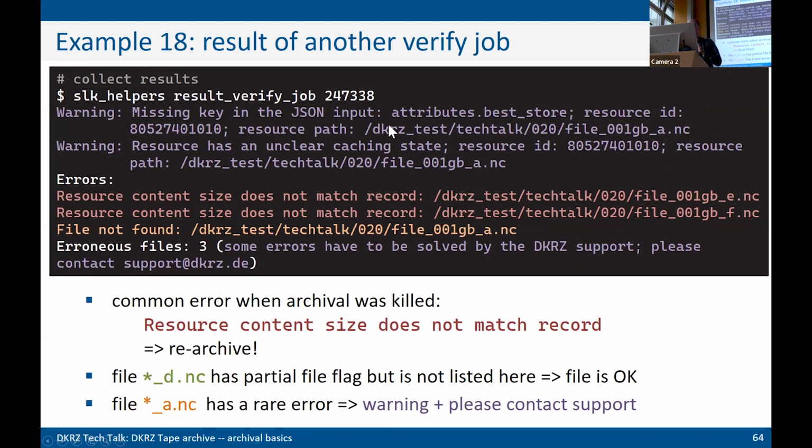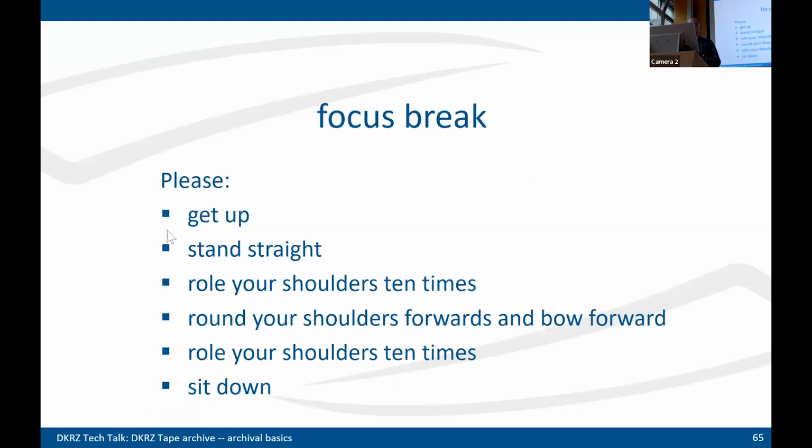There are some metadata issues. So the archival was also cancelled in some situation where a metadata operation was somehow going on, and there's something strange. This you see: there's a warning, and then you see 3 errors, and you get a message in brackets: some errors have to be solved by DKRZ support. Please contact support@dkrz.de. So this is when unexpected errors occur. And then it's actually a good thing to just contact us via the contact email address.